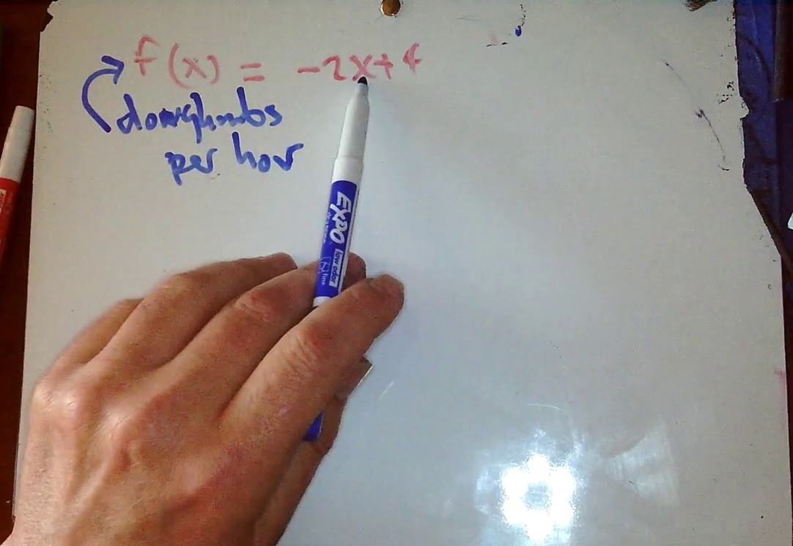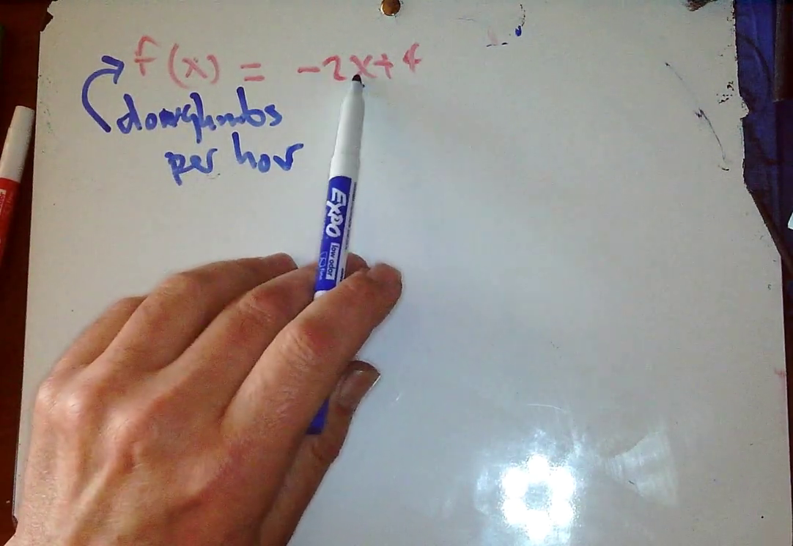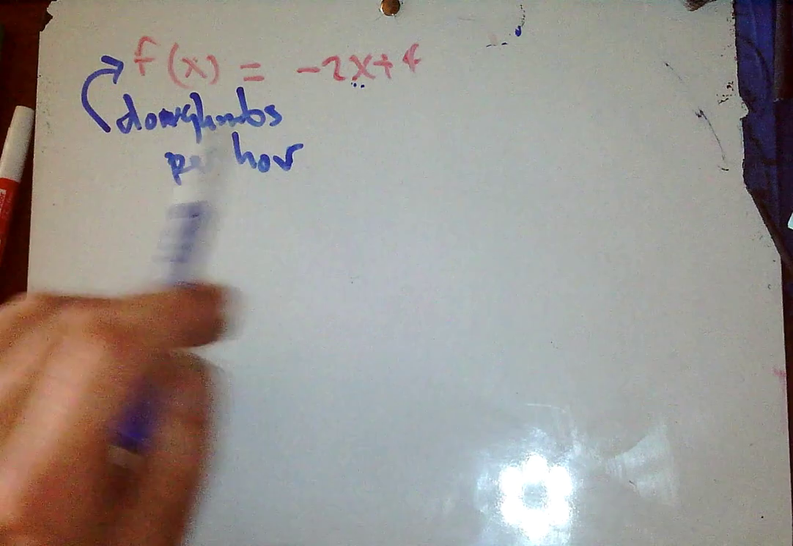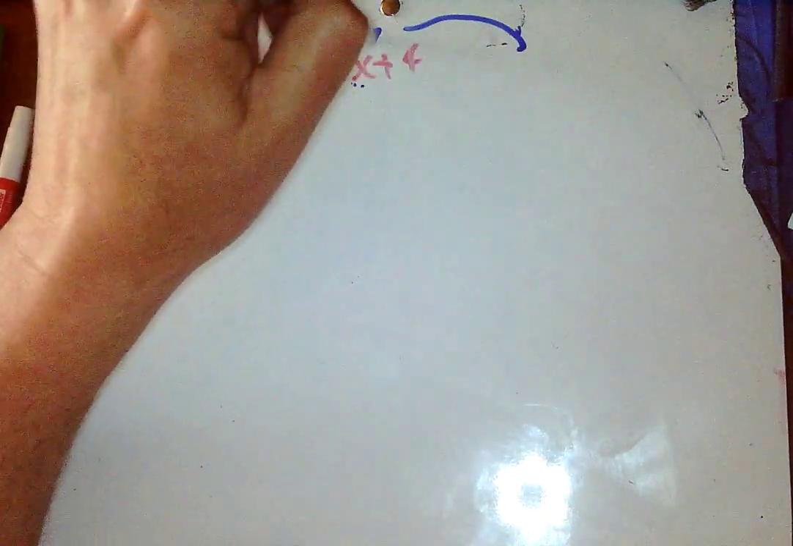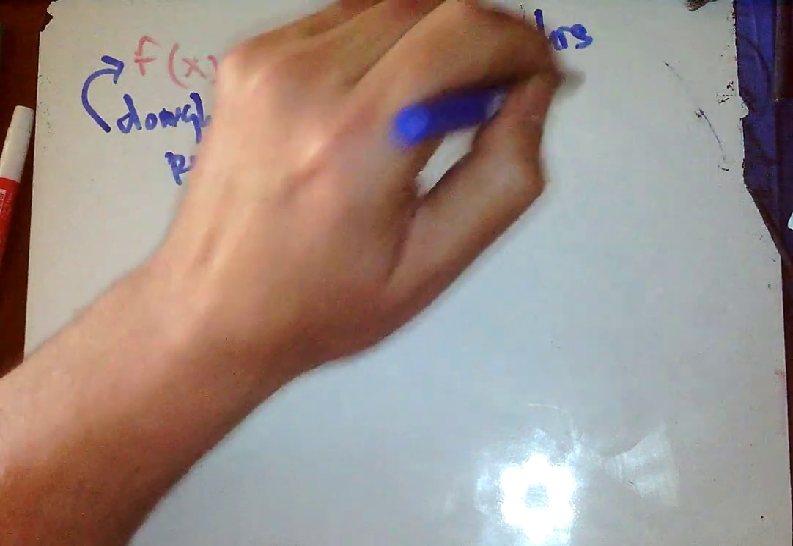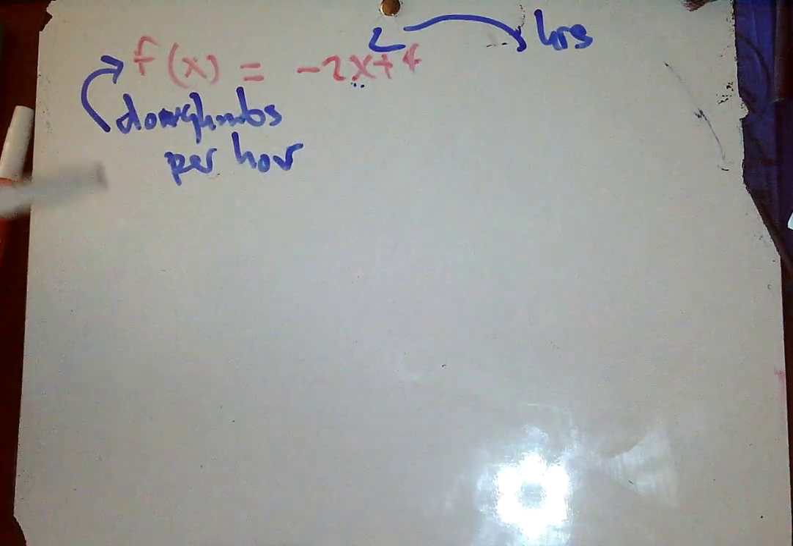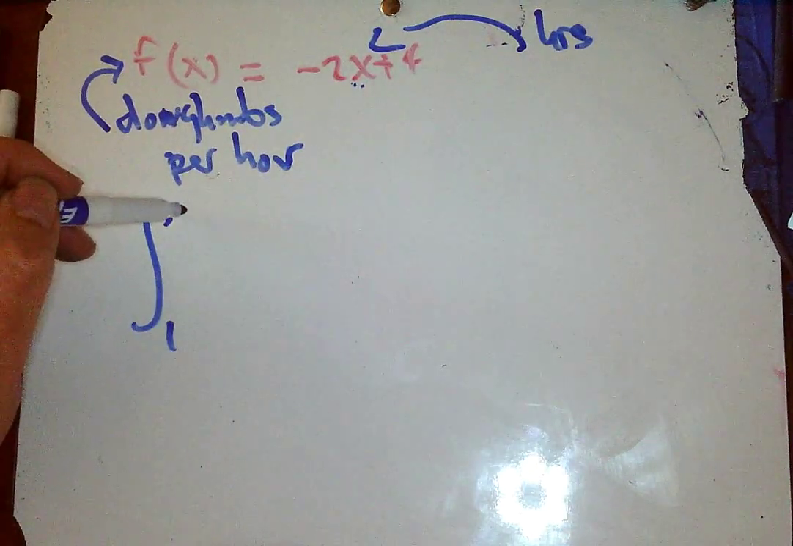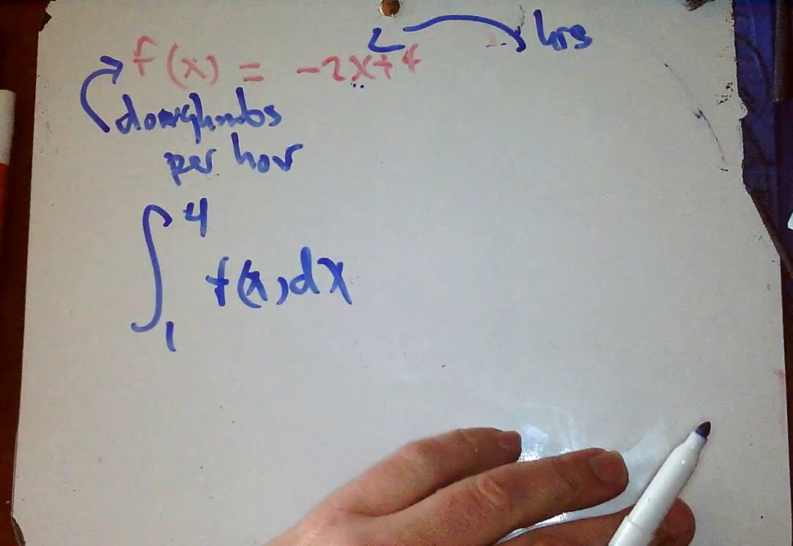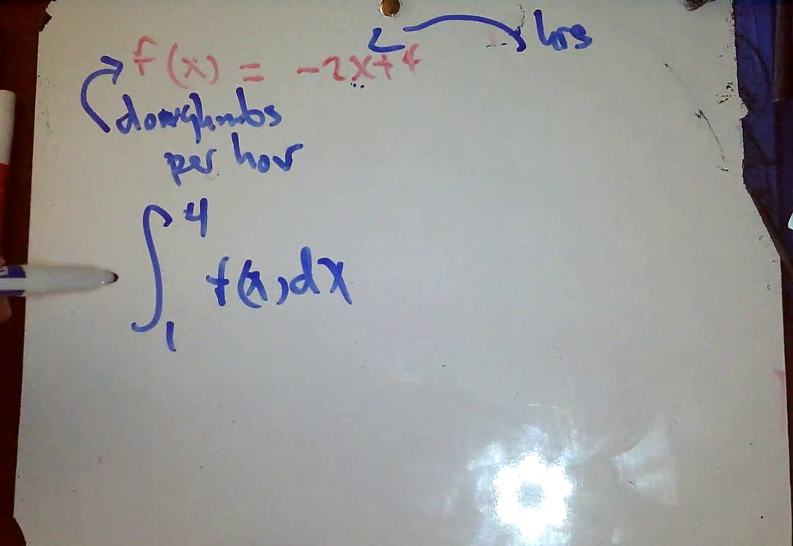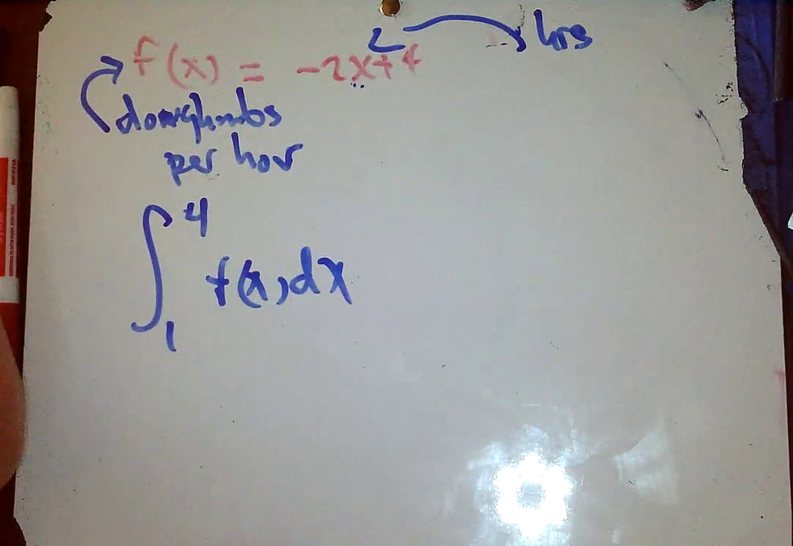And I guess if I plug a number of hours in, yes, x is hours, then I'll get the number of donuts per hour. Fabulous. Okay, so x really is hours for us. Now, what does this mean? The integral from 1 to 4 of f of x dx. What does this mean in the context of this situation? No, I'm not asking you to evaluate this yet. We'll do that, but not yet.